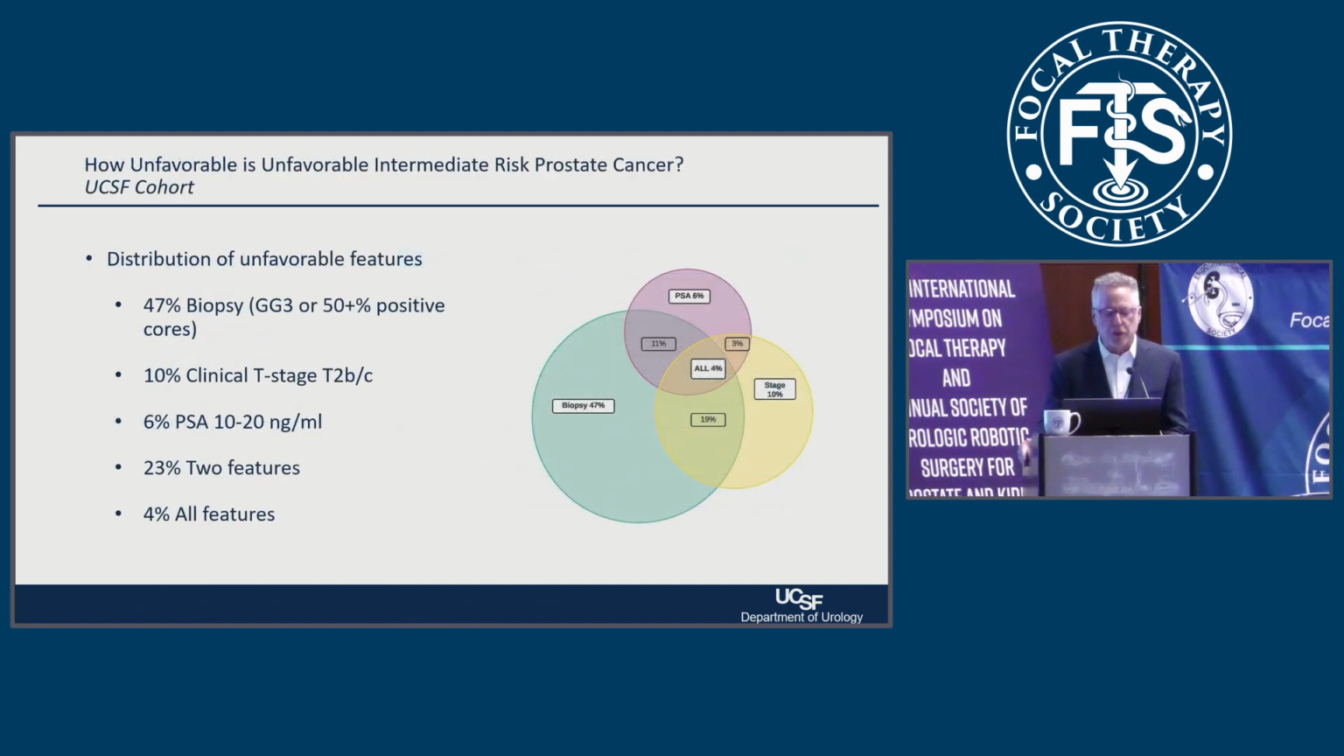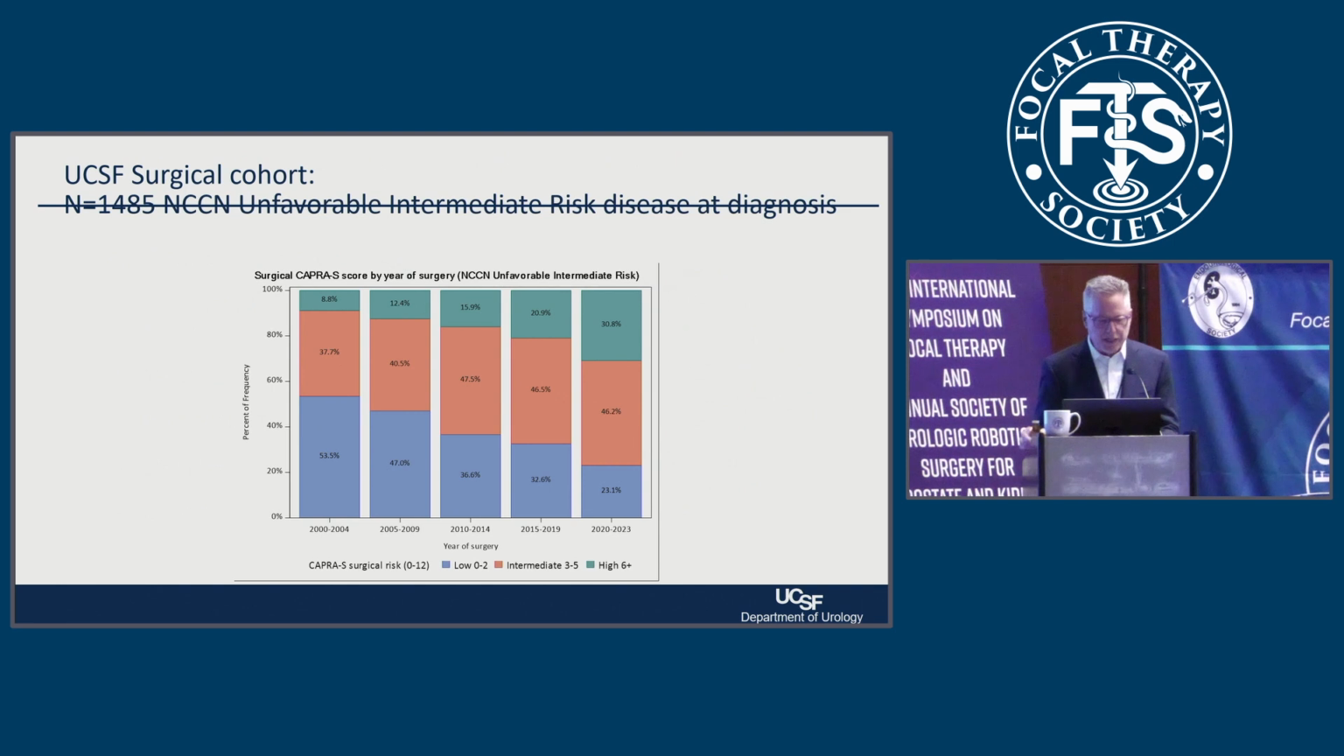How unfavorable is unfavorable intermediate risk cancer? We've seen a considerable grade migration over time. Right now, you get into this category not by PSA, you get into it by volume and grade. That's really defining modern risk assessment nowadays. It's not PSA or stage. Actually, only 4% of patients have all the features in the unfavorable intermediate risk category. This is a surgical cohort at UCSF showing that, as we're moving towards more limited biopsies, we're identifying higher risk patients. But still, in the unfavorable risk category, about 21% are really low risk tumors.